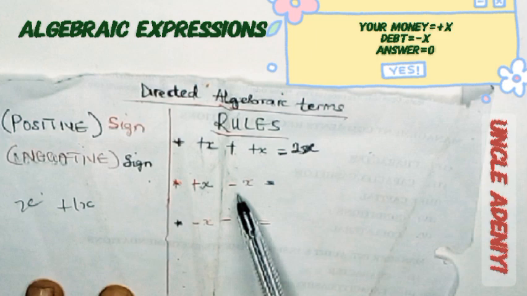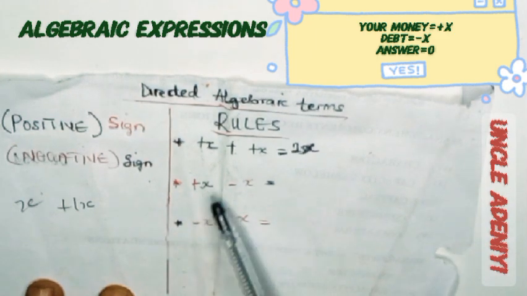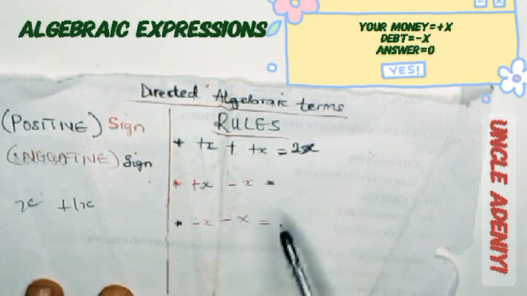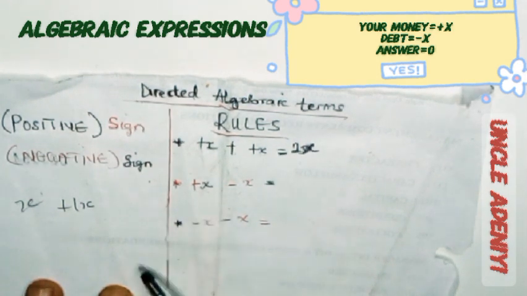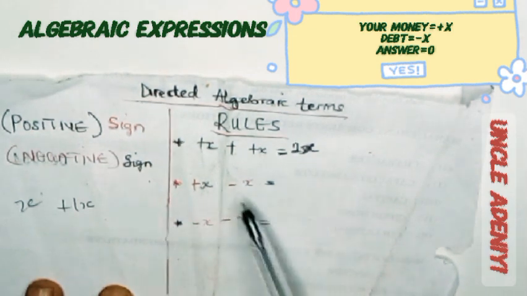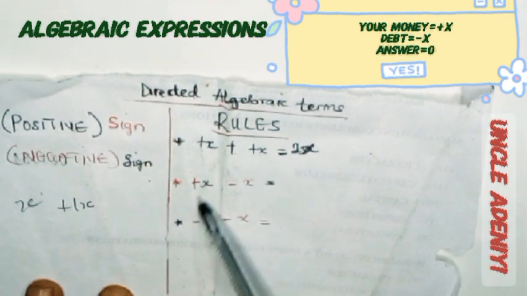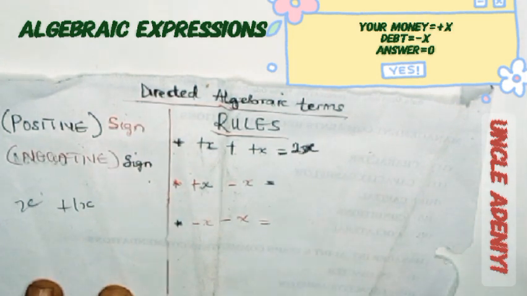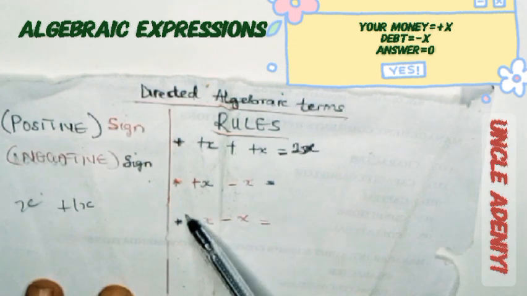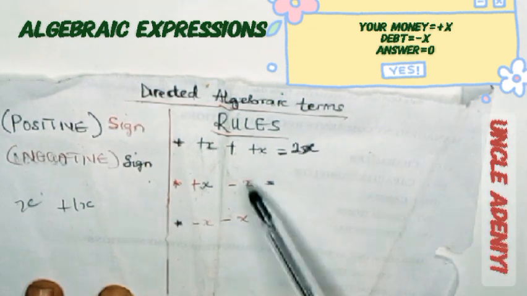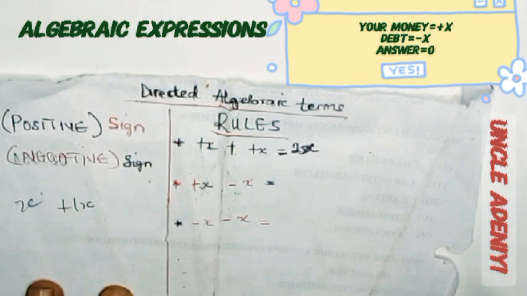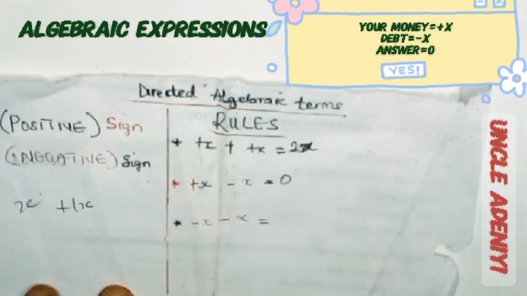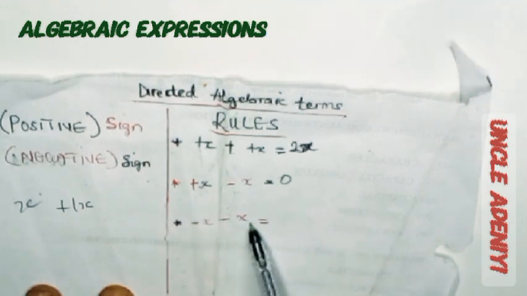So this plus x is yours. Then this is minus x. It means you are owing somebody. So how much will now be left with you? Plus 1x, then minus 1x. You have 1x. You are owing another person 1x. So what will now belong to you? That means you don't have anything, because the 1x you have, you will give it out to the person you are owing. So it will be 0, right? 0.